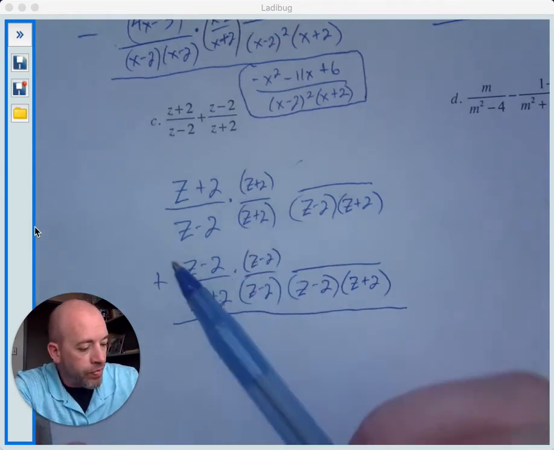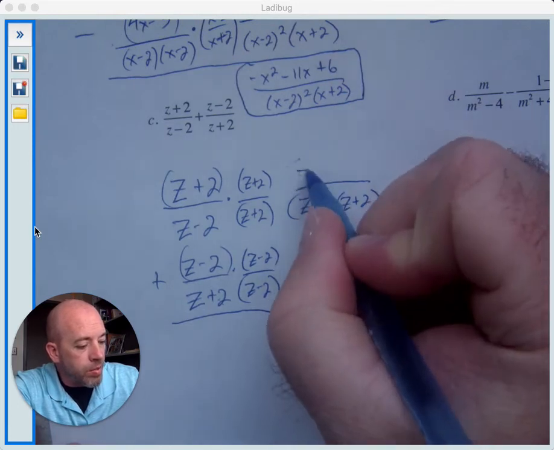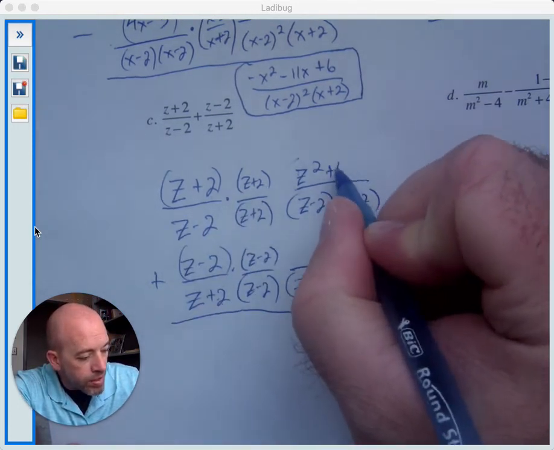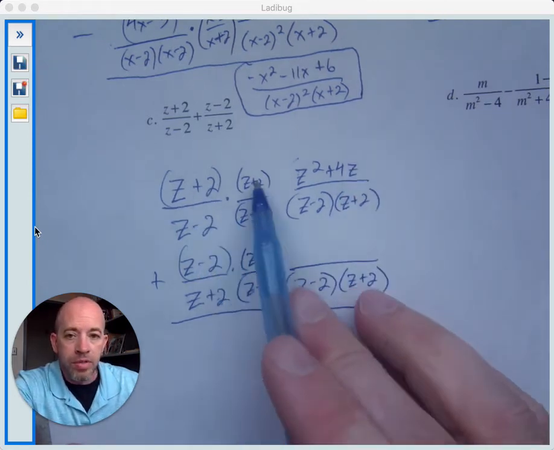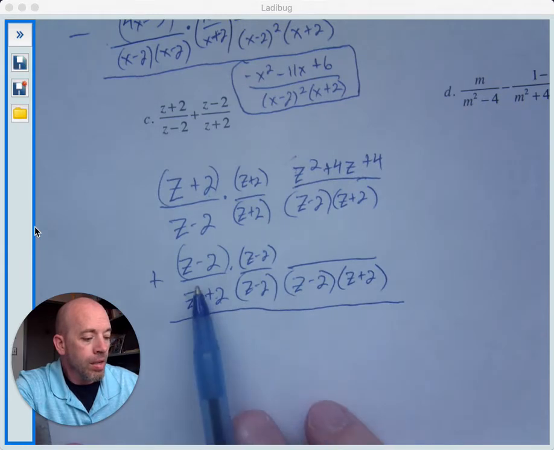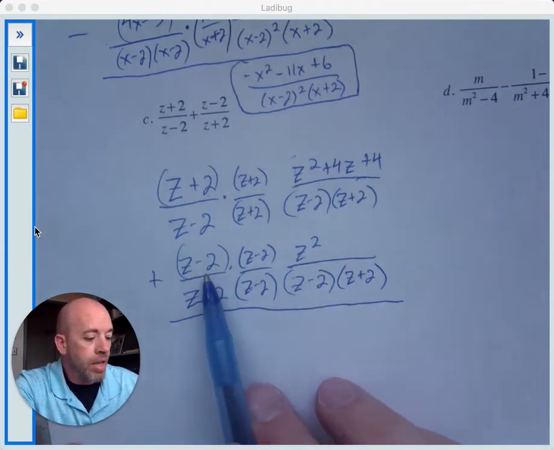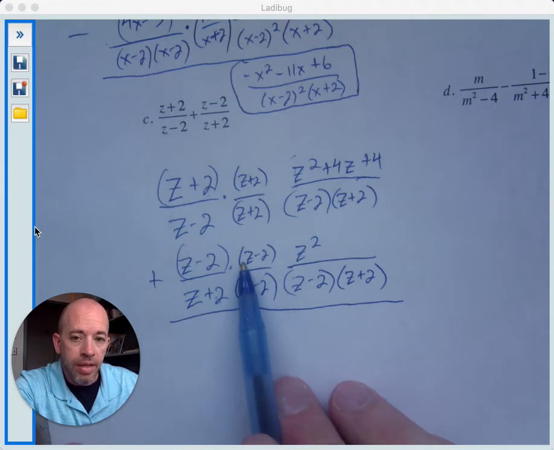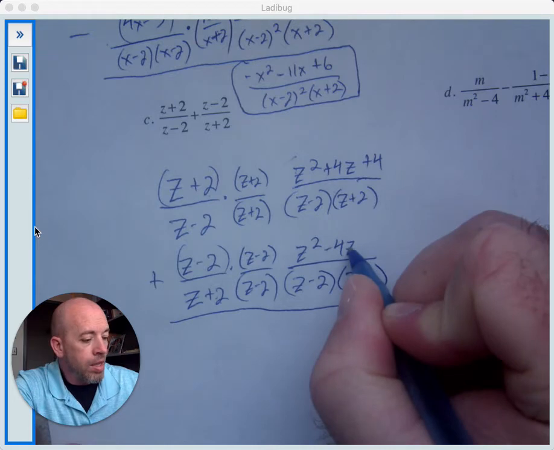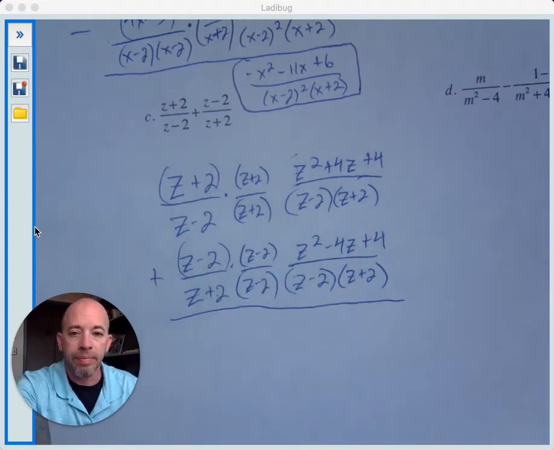If we use the FOIL method, in both cases, Z times Z is Z squared. We have a 2Z and another 2Z, which gives us a 4Z in the middle. And then we have 2 times 2, which is 4, right? Here we have Z times Z, which is Z squared. We have a negative 2Z and another negative 2Z, which is a minus 4Z. And then we have negative 2 times negative 2, which is positive 4.